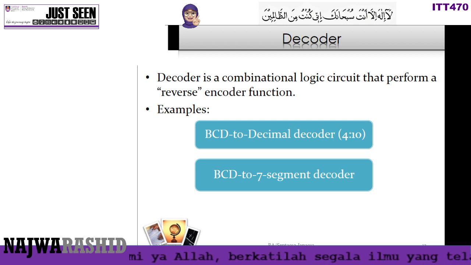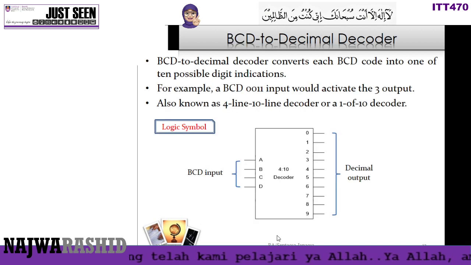Another example is the BCD to 7 segment decoder. So these two are examples of the decoder. We look at the BCD to decimal decoder first. The BCD to decimal decoder will convert each BCD code into one of 10 possible digit indications. So based on the 4 binary digits in the BCD, it will convert to the decimal value.